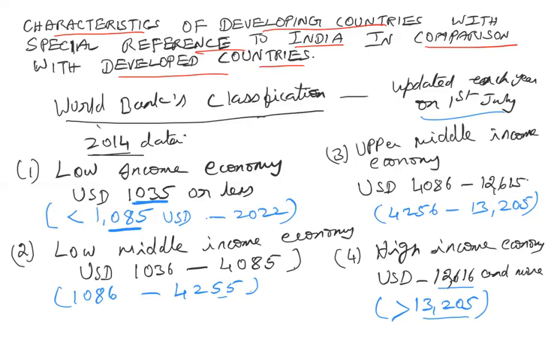Now, the first classification is done based on per capita income. But apart from per capita income, there are certain features which are peculiar only to the underdeveloped countries compared to the developed countries. On all those bases, certain countries are regarded as underdeveloped countries and certain countries are regarded as developed countries. So let us check out the features which differentiate between the developed countries and the developing countries.